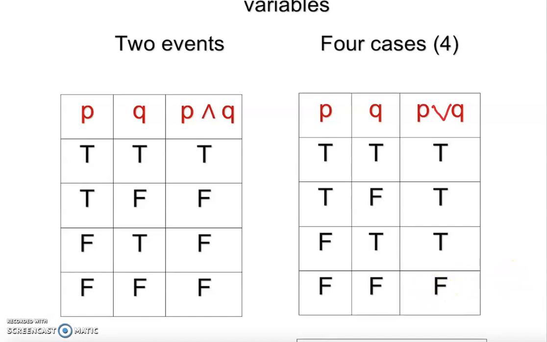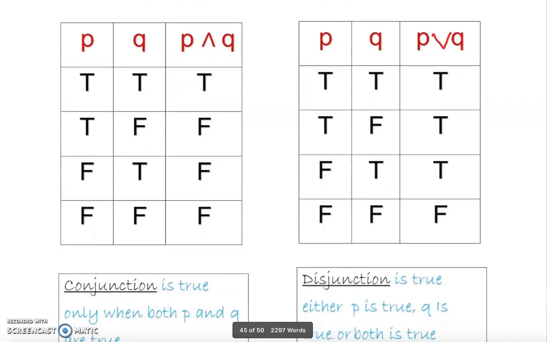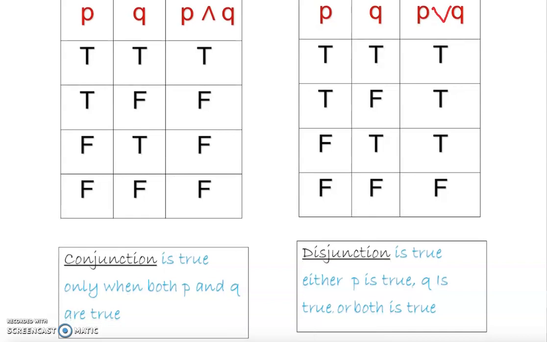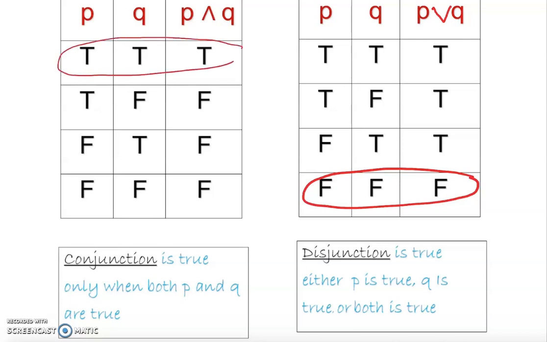What we learn in this lecture are shortcuts we can come up with. Conjunction is true only when both phi and q are true. Otherwise, all of them are false. Disjunction is true if both of them are true, or any one of them is true. Phi is true, q is true, or both are true. The only time it is false is when both of them are false. Up here, the only time it is true is when both of them are true.